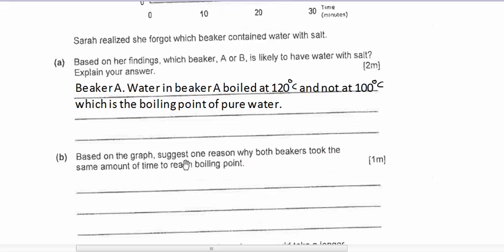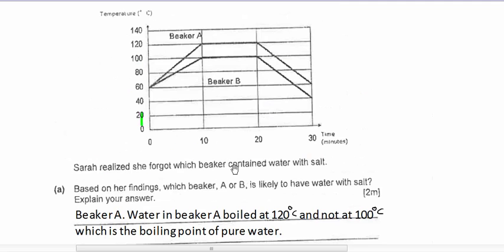Next, based on the graph, suggest one reason why both beakers took the same amount of time to reach boiling point. If both beakers contain the same amount of water, it will take A a longer time to go up to 120, because definitely I need more heat to raise it up to 120. So why is it that both take the same amount of time?